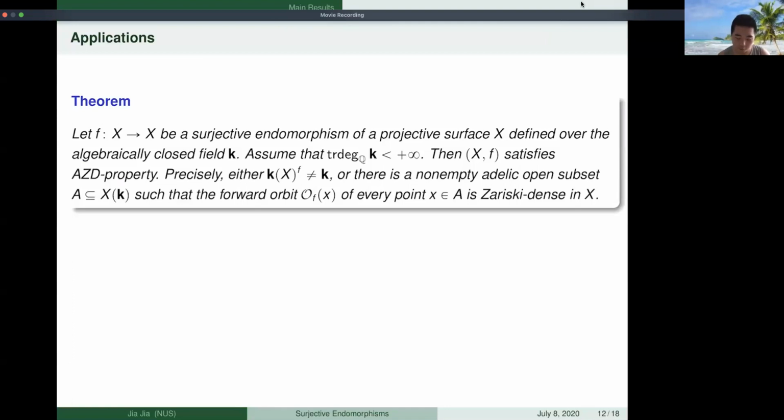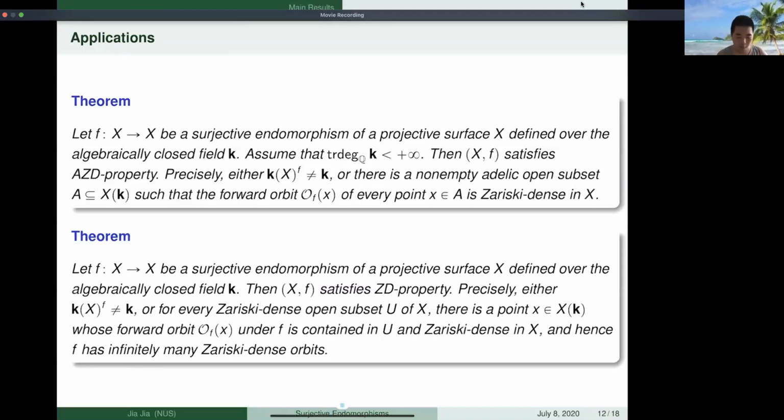And as we remarked before, regarding the AZD property, if we can show the AZD conjecture 2, then we can obtain conjecture 1, which means the same assumption on X and F, but we don't require K to have finite transcendence degree over Q. It's an arbitrary algebraically closed field with characteristic 0.